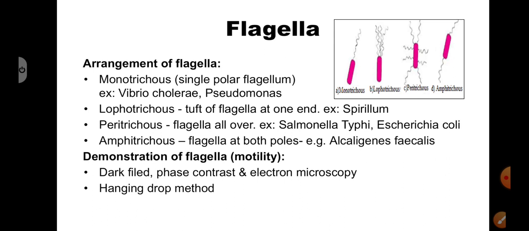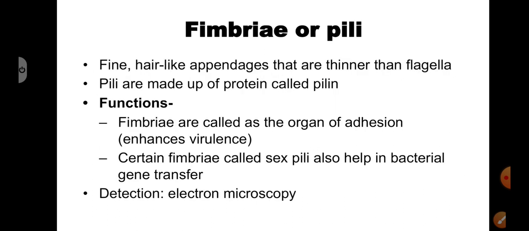An example is Alcaligenes faecalis. And how do you demonstrate these flagella? You can see them under dark field microscope, phase contrast microscope, or electron microscope. And we also studied the hanging drop method to demonstrate the motility of the bacteria. There are several other methods, but it will be sufficient if you remember these.